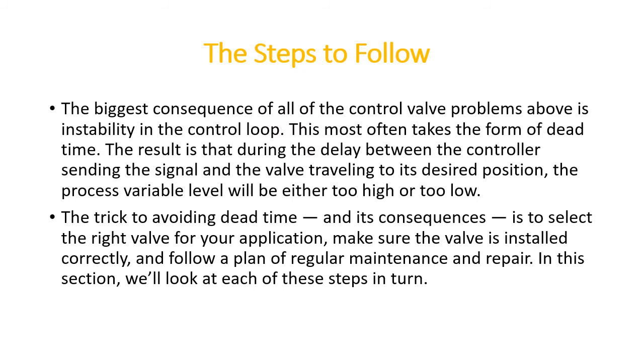The biggest consequence of all the control valve problems discussed above is the instability in the control loop. This most often takes the form of dead time. The result is that during the delay between the controller sending a signal and the valve traveling to its desired position, the process variable level will be either too high or too low, resulting in the tripping of the system. So the trick to avoid the dead time and its consequences is to select the right valve for your application, make sure the valve is installed correctly, and follow a plan of regular maintenance and repair. In this section, we will look into each of these steps one by one.